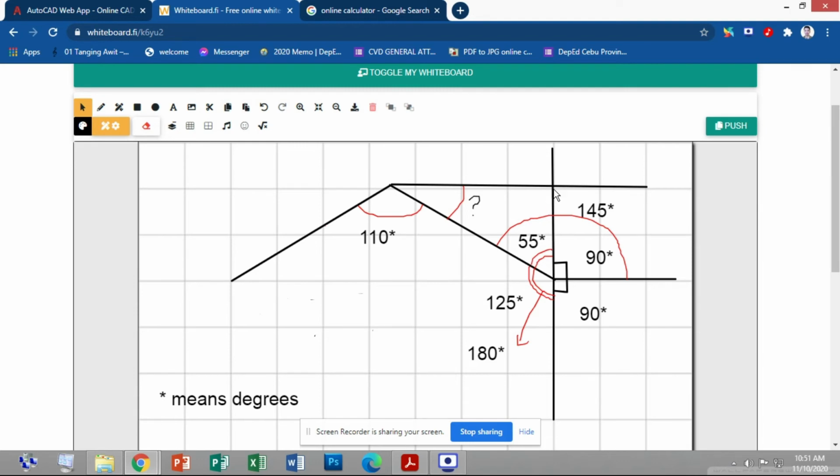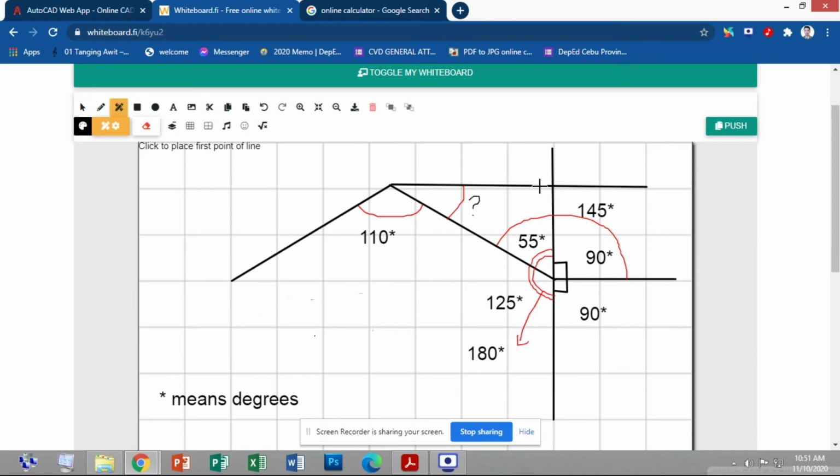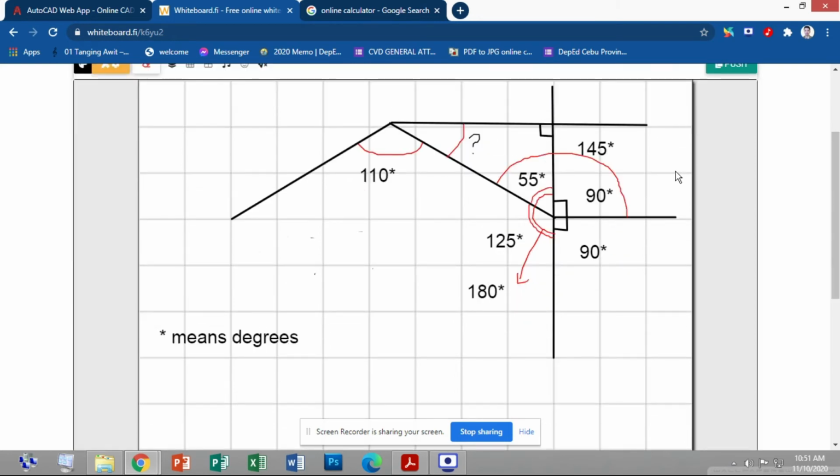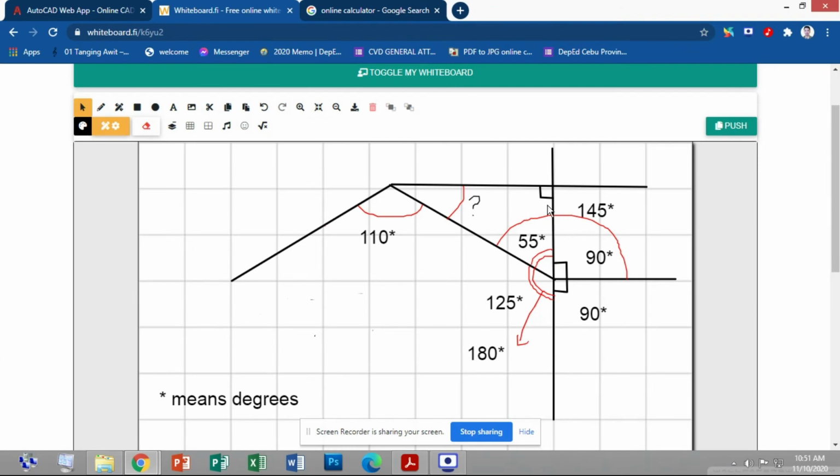At alam din natin na itong angle na ito, because these two lines here, the vertical and the horizontal line, perpendicular yan. So, dapat ang angle dyan is 90. Perpendicular yan sila. Okay. So, since 90 degrees na dito, we have 55 dito. So, pwede na nating ibawas yan. So, the remaining will be this point.